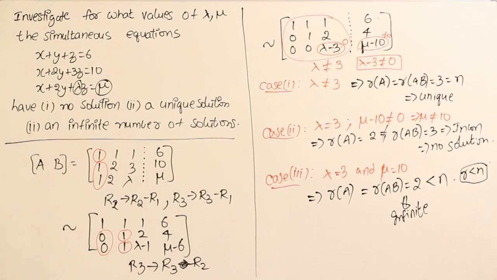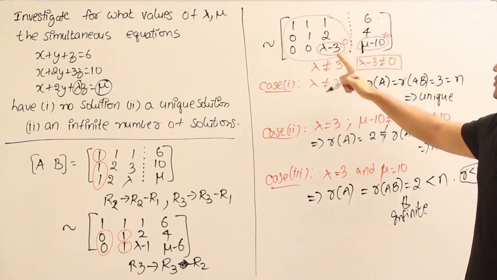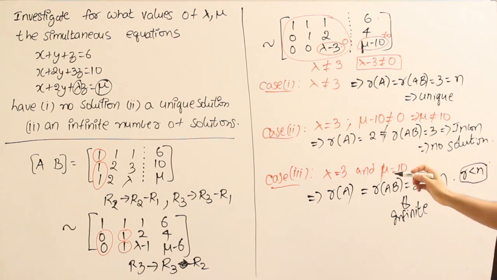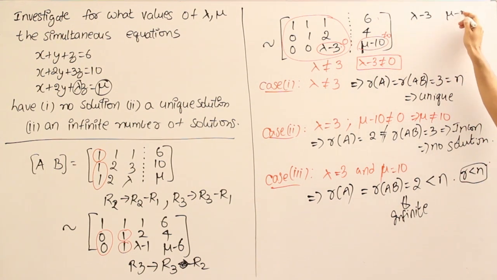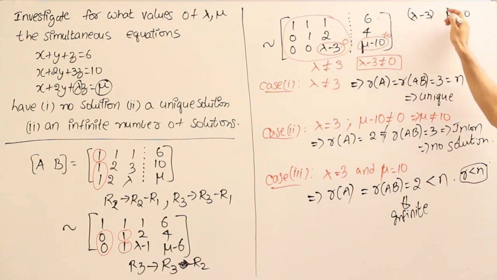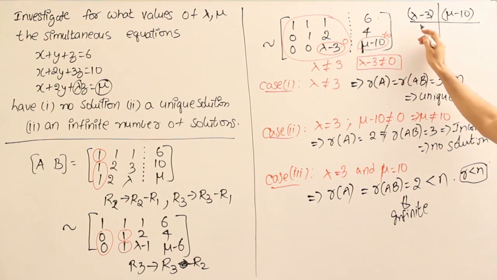So this is how we can answer this. There is one more case which I didn't consider, which is useless, of course. What happens if this one is equal to 0? You can just test it. See, lambda minus 3 and then mu minus 10. These are the two variables we have here. Variables means the things that change. And what are the various combinations?